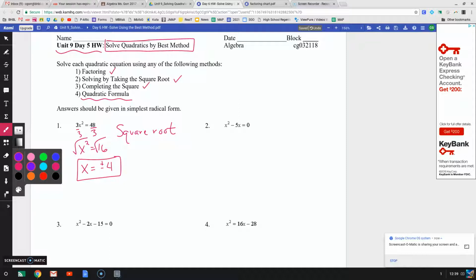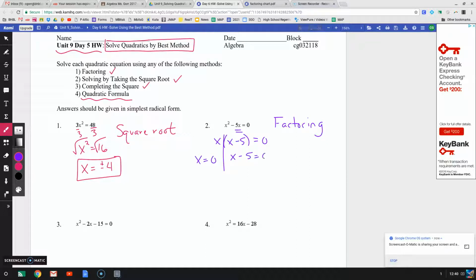Now taking a look at number 2. There is a b term, but I'm missing my c term. So I'm asking myself, can I factor this equation? Well, I certainly can. There's a GCF of x. So I have x times x minus 5 equals 0. So this time I'm using my factoring method. I'm then going to set them both equal to 0. And my roots then are 0 or 5 as my solutions.